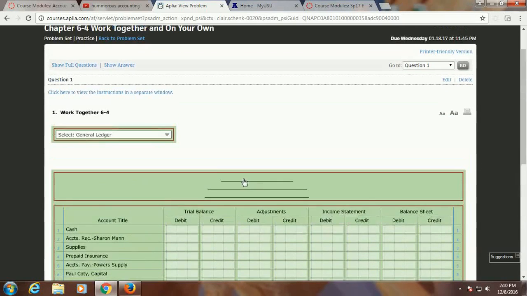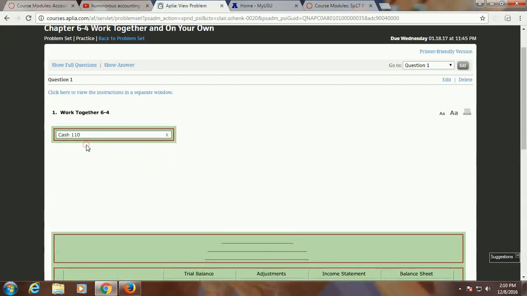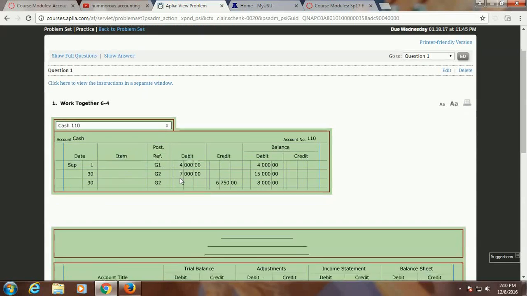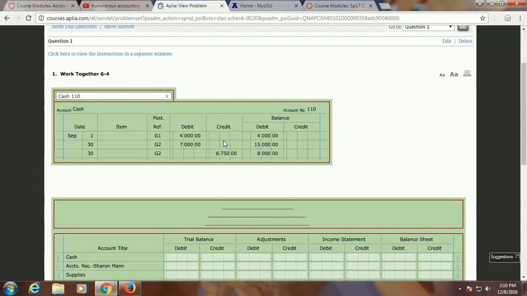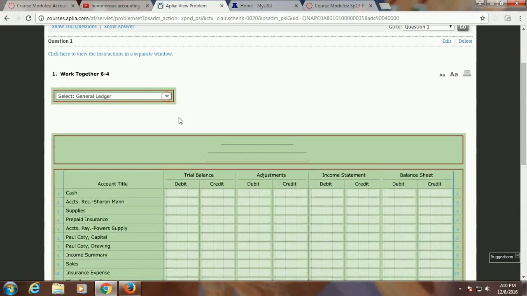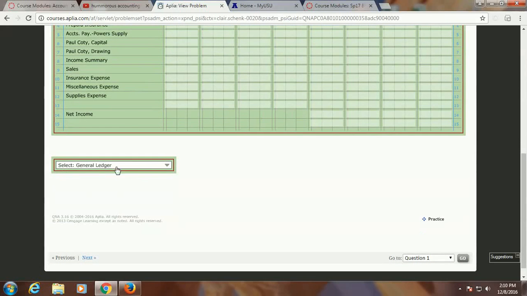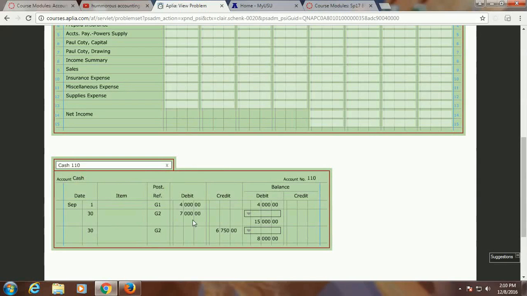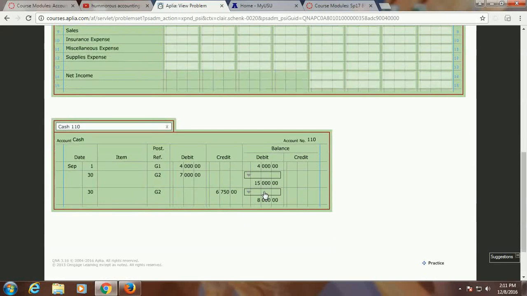Okay, so there's this one up above, and you've looked at them. I'm not going to look at these up above because I can see there are some mathematical errors here. They didn't add correctly and they didn't subtract correctly. So I'm going to close this and look at the one below. I'm going to select the general ledger, and we're going to go through one at a time. So we're going to do cash. Obviously 4,000 plus 7,000 is not 15,000, so we need to make a corrected entry on this, do the math correctly.